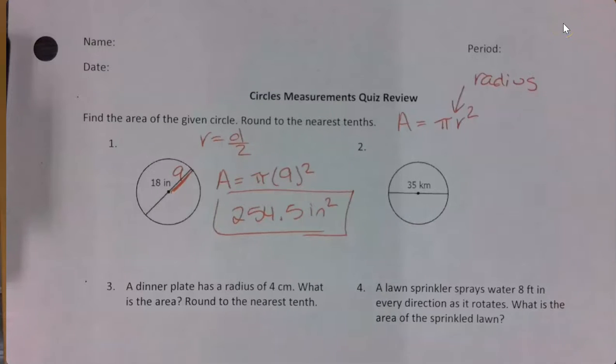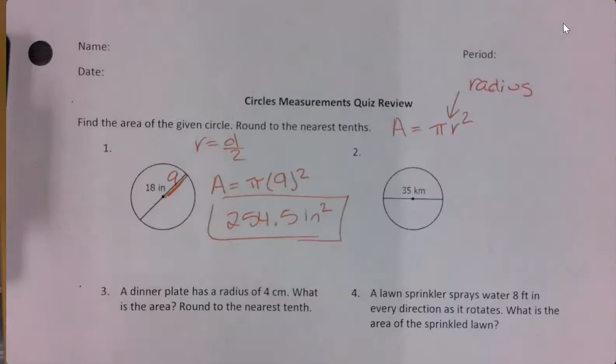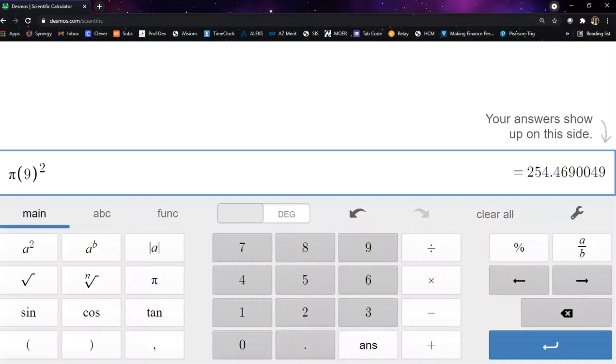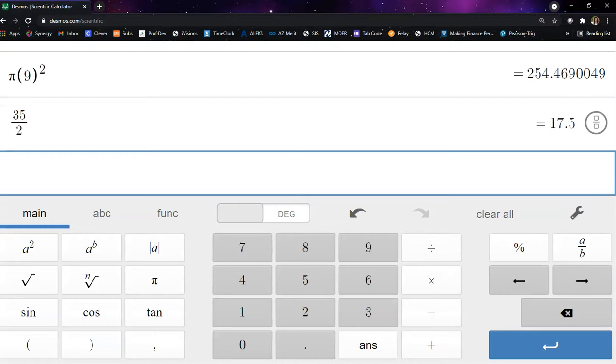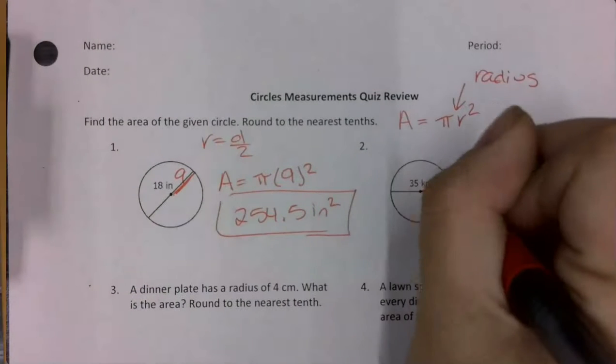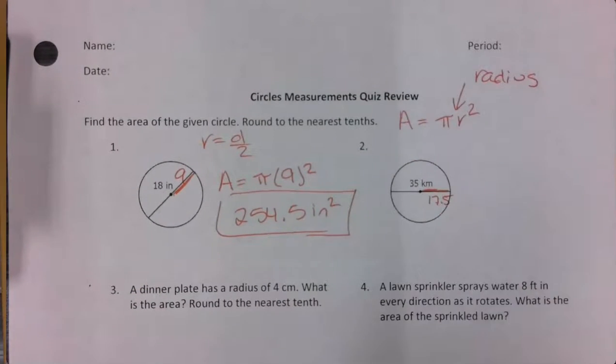So moving on to number 2, half of 35. I don't know this one off the top of my head, so I'm going to go to Desmos and divide 35 by 2, which gets me 17.5. So my radius here is 17.5. And I want to go ahead and plug into the area formula.